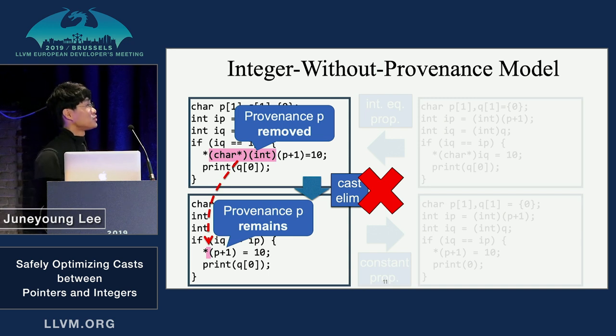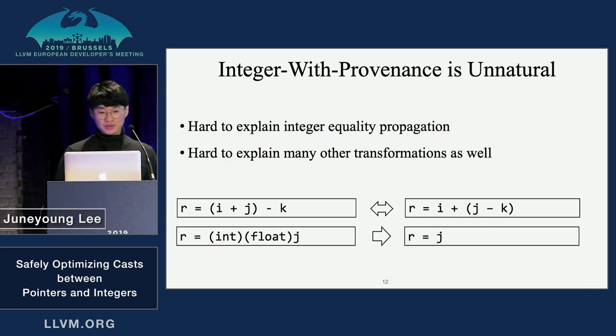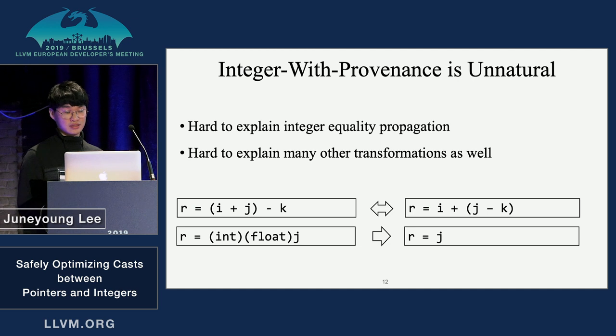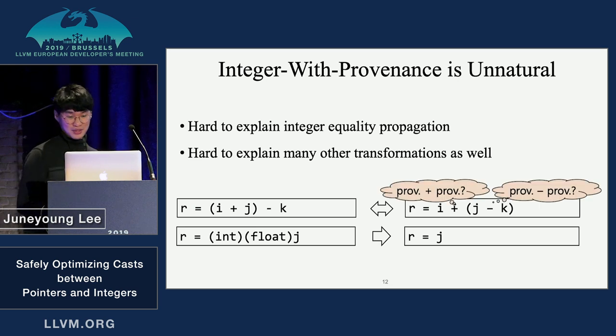So which integer model should we choose? There are two choices. First one is integer with provenance, and second one is integer without provenance. And our observation was that the integer with provenance model is a bit unnatural to explain many integer optimizations. For example, it's hard to explain integer equality propagation as described before, and also it becomes a bit hard to explain many other transformations, such as transformation between i plus j minus k and i minus k plus j. In order to explain this, we have to define what is the meaning of adding two provenances, and also subtracting two different objects, which is a bit unnatural.